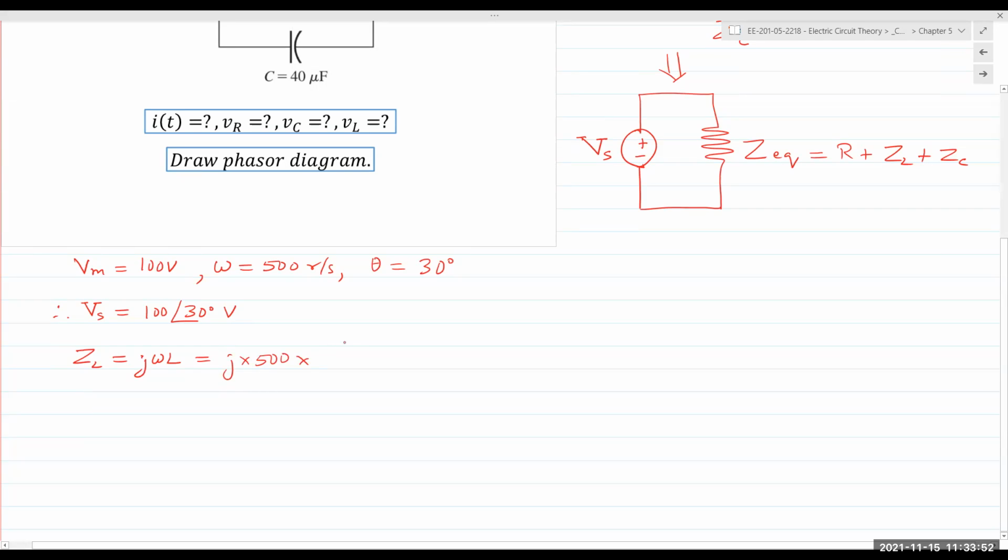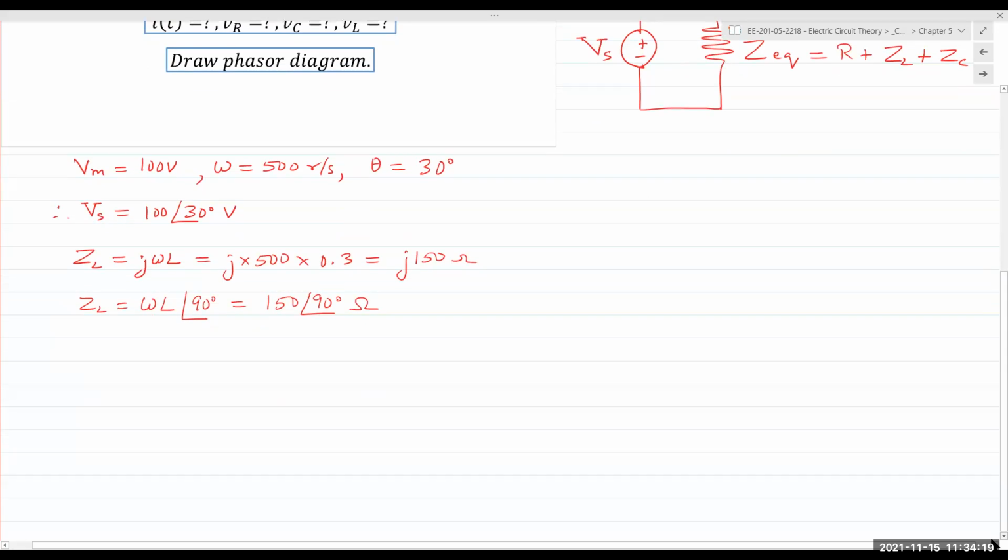ZL is 0.3 times omega, so I get j150 ohms. In polar coordinates, it is omega L with an angle of 90 degrees. So it's 150 with an angle of 90. ZC similarly is 1 over j omega C.